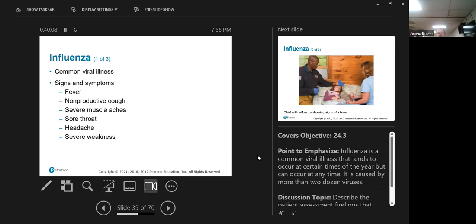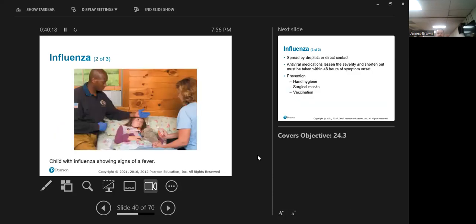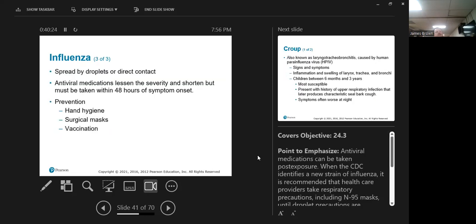Influenza is a common viral illness that we all know about. We know the signs and symptoms of the flu: fever, non-productive cough, severe muscle aches, sore throat, headache, severe weakness. If you've never seen the flu, that's what it looks like. Spread by droplets or direct contact.